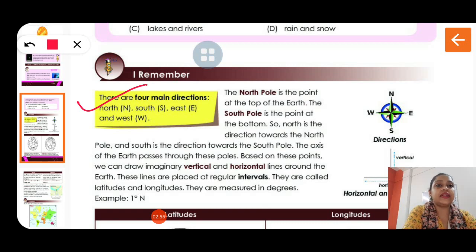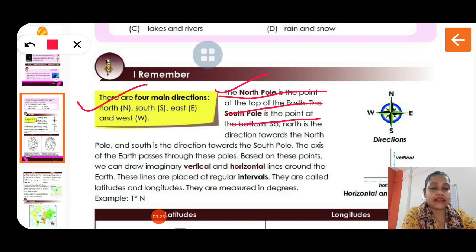Here, children, we can see what is written. The North Pole is the point at the top of the earth. Here we'll study in context with our earth. The South Pole is the point at the bottom of the earth. North is the direction towards the North Pole and south is the direction towards the South Pole. Our earth, towards the north, has the North Pole, and towards the south it has the South Pole.